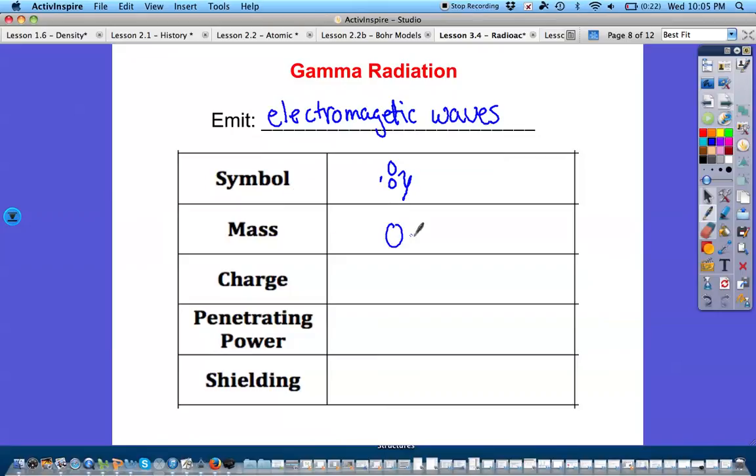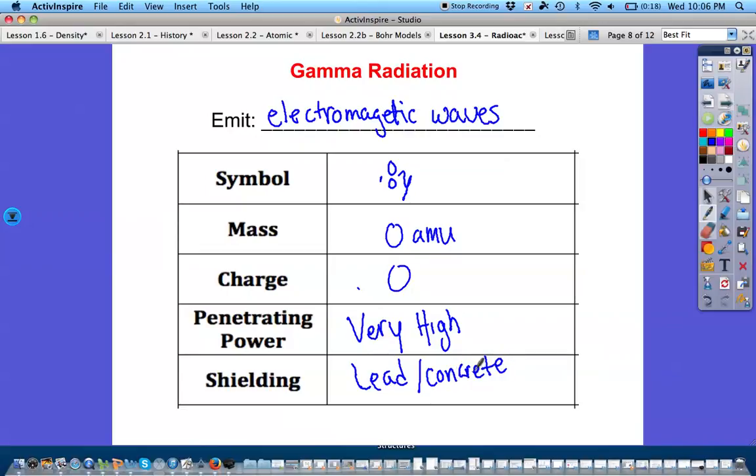So the mass is 0 AMUs. There is no charge. Penetrating power is very high. To be able to shield from gamma rays, we need to have lead or concrete. So you may have gone to the hospital before to get an X-ray, and they put on that heavy apron on the other part of your body, and that is a lead apron.